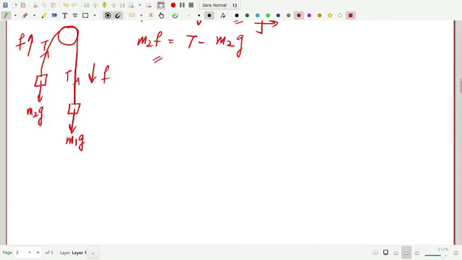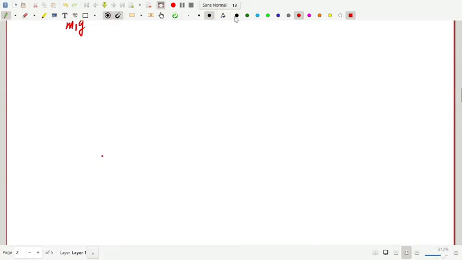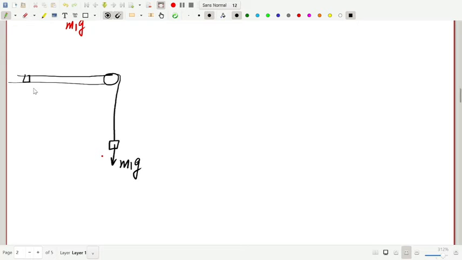Now, another example of a pulley which we have is on a smooth horizontal table, at the edge, the pulley is here. Here mass M1g is lying. Here also a mass is lying on the table, M2g. The reaction of the mass is R. Tension T. Here also tension T. Acceleration f. Acceleration f.